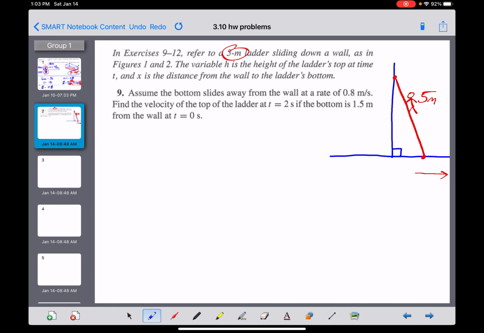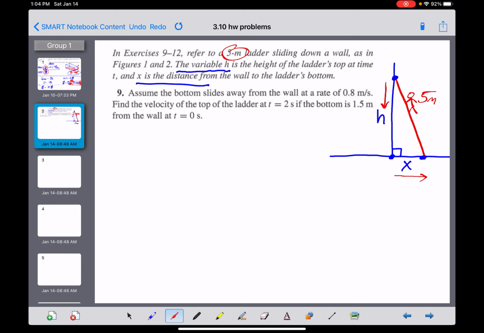However, the distances of the 2 legs within this triangle are variable quantities. As I'm reading my directions, the variable h is the height of the ladder's top at time t, so this distance on the left is h. And x is the distance from the wall to the ladder's bottom, so this piece is x. As I put arrows here, x is growing as the bottom of the ladder slides out, and h, on the other hand, is shrinking. The top of that ladder is falling down and getting closer to the ground. So that's the setup.